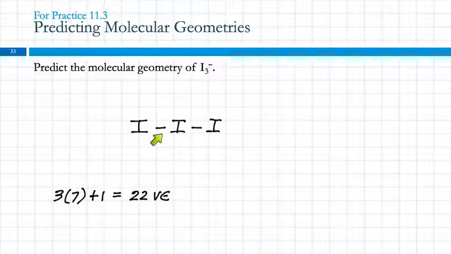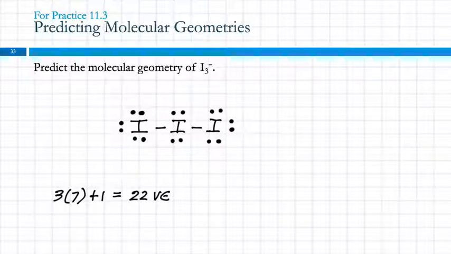I have 2, 4. So I'm going to start at 6. Whoops, that's too close. 6, 8, 10, 12, 14, 16, 18, 20, 22. Can I put them on the central iodine? Is iodine big enough to handle it? Yeah. So I'm going to put them in here.